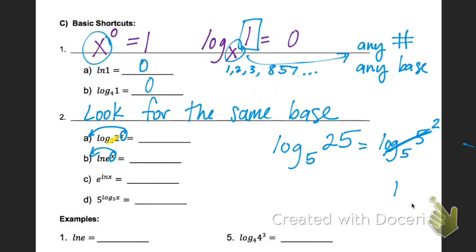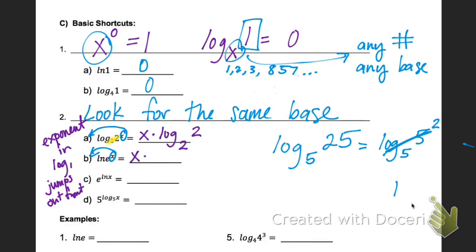So make yourself a note that if you have an exponent in a log, it jumps out front. So A is really saying x times log base 2 of 2. And then B is really saying x times ln of e.